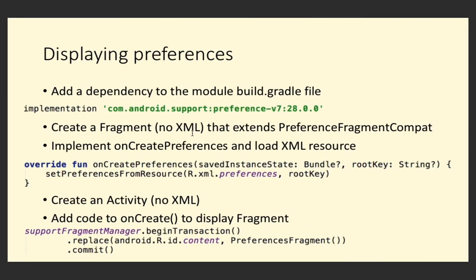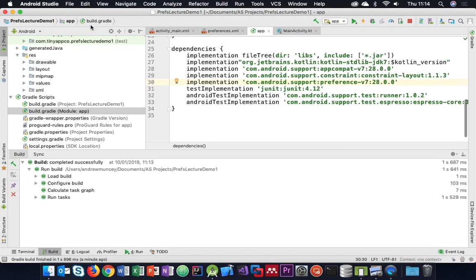Okay. So then what we actually end up doing is creating a fragment, but we don't have to put all the bits in the fragment ourselves in the XML. Okay, so we create a fragment that doesn't have any XML for it. So the easiest way to do that is literally just to create a new Kotlin file, and you know, class fragment : preference fragment compat. So let's do that.